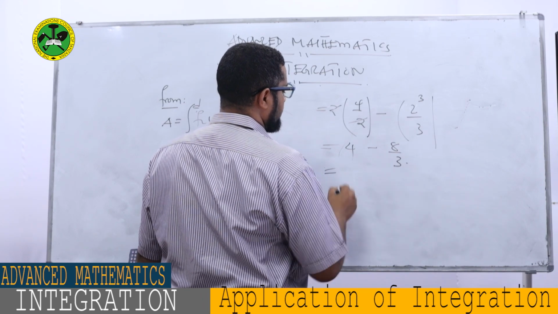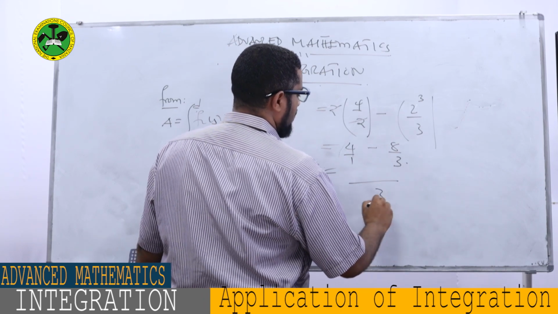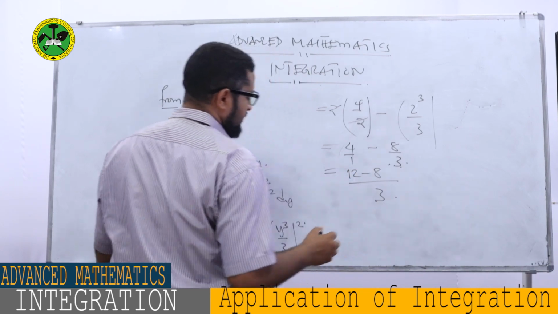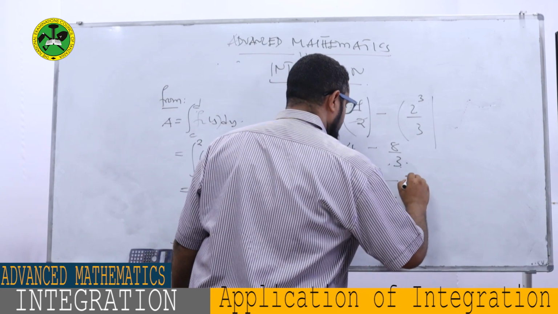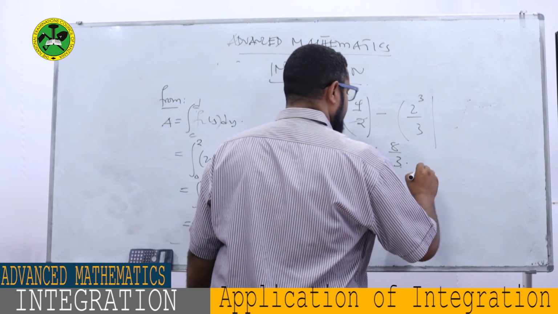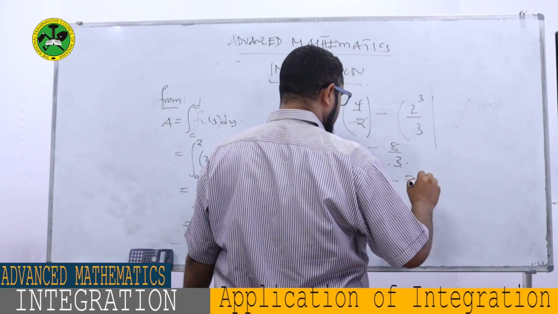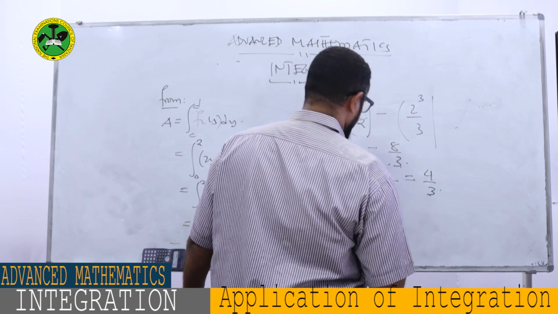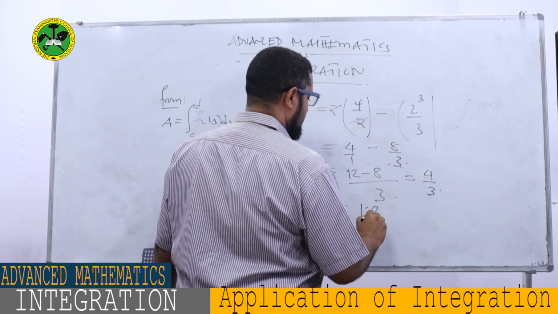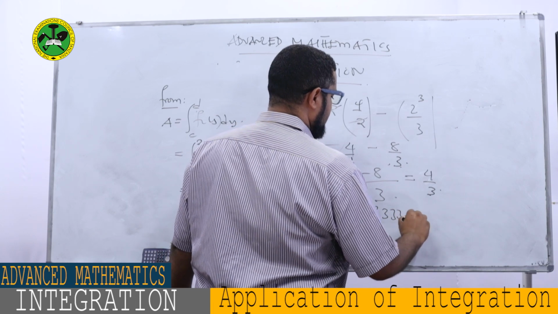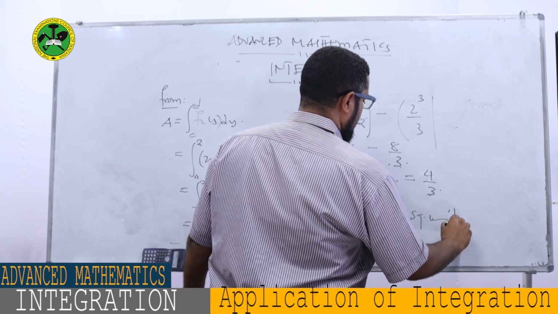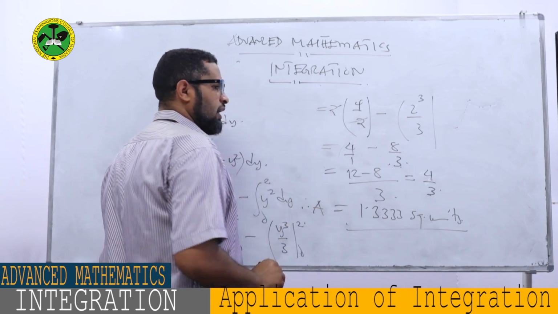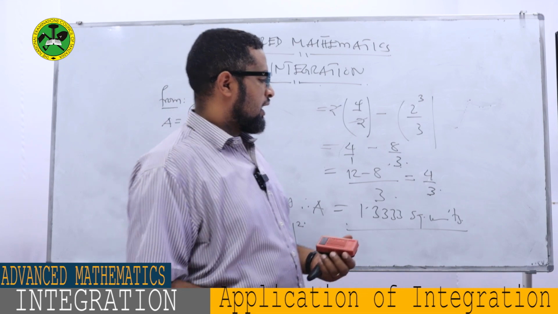So simply, it's the same as taking the common denominator 3: 4 times 3 is 12 minus 8. If you simplify, you will get 4 over 3, which is the same as writing 1.333 square units. So that is how to find the area under a given curve.